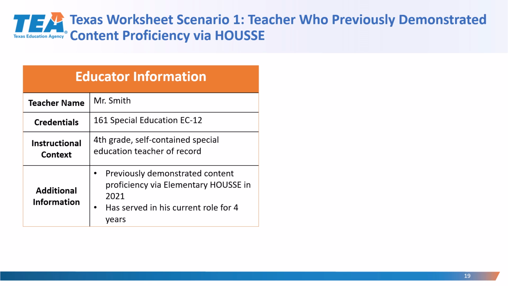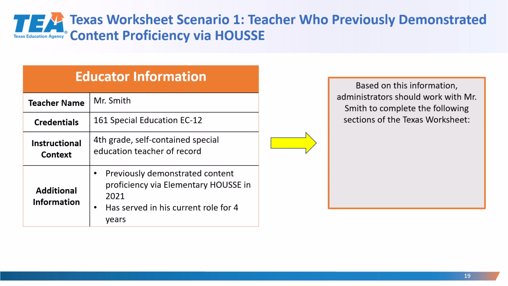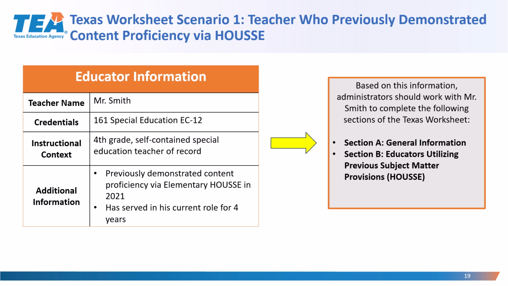Mr. Smith previously demonstrated content proficiency via the elementary HOUSSE option in 2021 and has served in his current role for 4 years. Based on the educator's information, administrators should work with Mr. Smith to complete the following sections of the Texas Worksheet: Section A, General Information; Section B, for educators utilizing previous subject matter provisions; and Section F, Administrator Assurances.